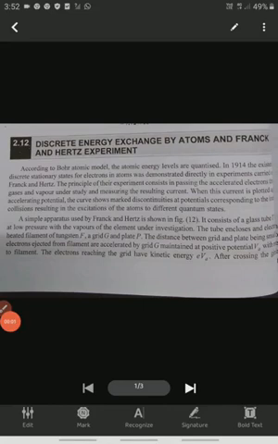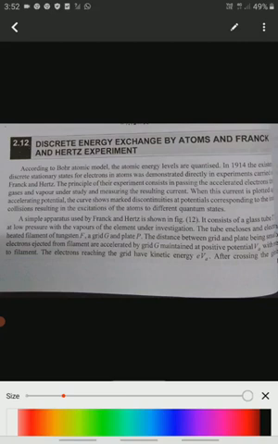Good afternoon, students. Today our topic is discrete energy exchanged by atoms and the Franck-Hertz experiment. Today we will discuss the Franck-Hertz experiment. First of all, we should know what the purpose of this experiment is. What is the main purpose of the Franck-Hertz experiment?